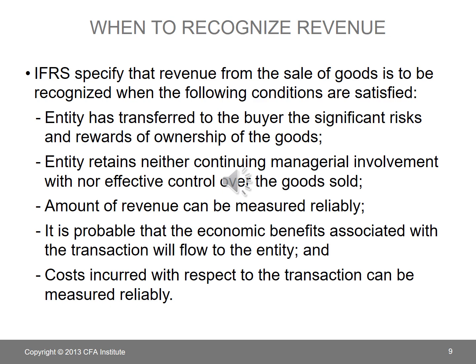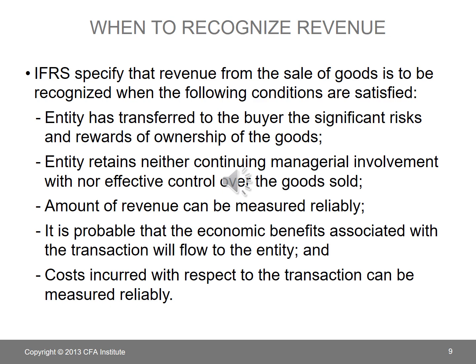IFRS note that the transfer of the risks and rewards of ownership normally occurs when goods are delivered to the buyer or when legal title to the goods transfers. However, as noted by the above remaining conditions, physical transfer of goods will not always result in the recognition of revenue. For example, if goods are delivered to a retail store to be sold on consignment and title is not transferred, the revenue would not yet be recognized.